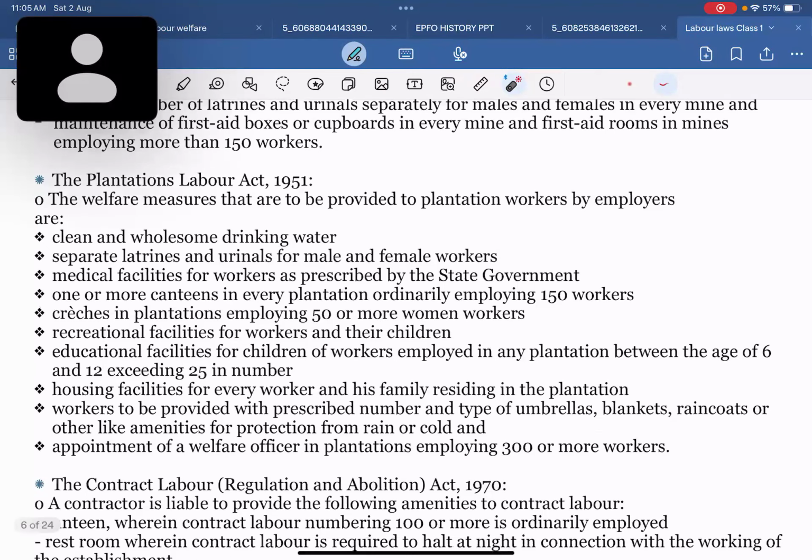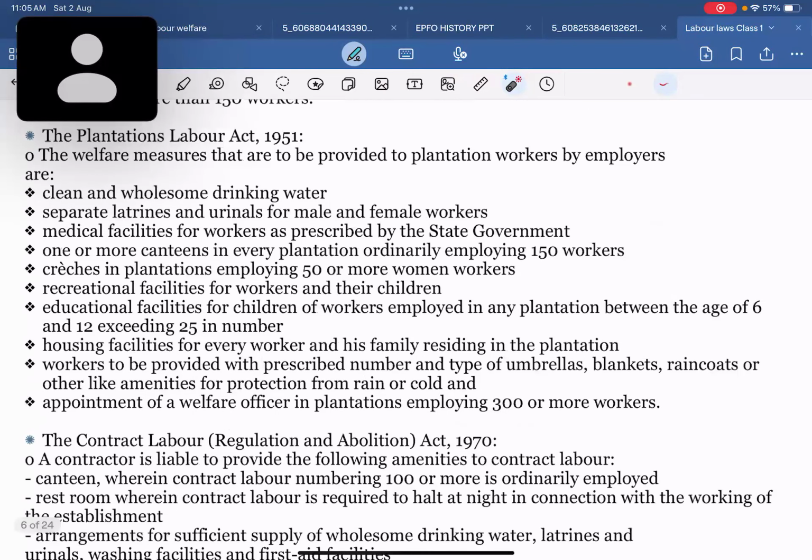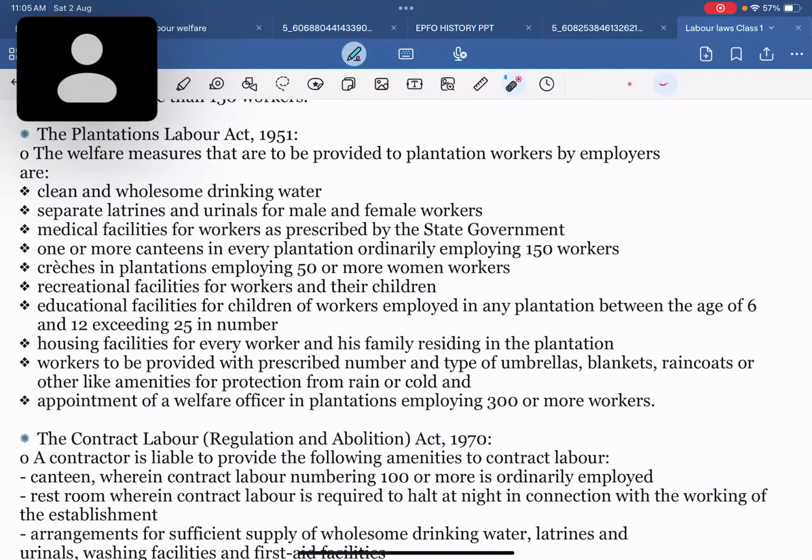Okay. So here, housing facilities for every worker and his family residing in the plantation. Housing facilities, understand one thing. They have also mentioned. Does it mean all intramural facilities come under statutory, but not all statutory work does? Yes, you are correct. You are correct, Nidhi. Sorry, your name is Nidhi, na? You are correct, Nidhi.